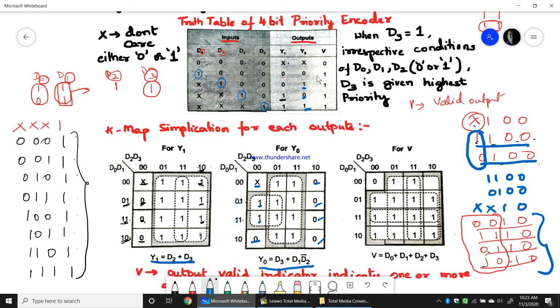And finally for v, only 0 0 0 0 is 0. All others are 1. See, all others are 1. So therefore I get v equal to d0 plus d1 plus d2 plus d3.